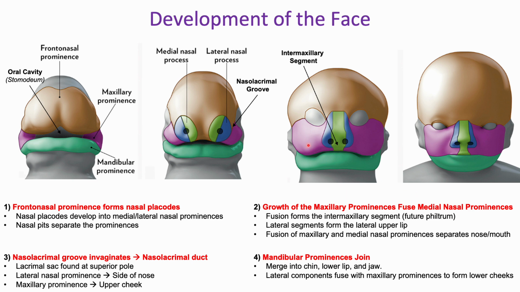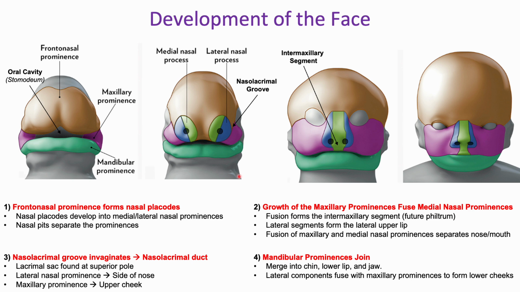All right. The lateral segments of the maxillary prominence are then going to eventually form the lateral regions of the upper lip. Now, this fusion of the maxillary and medial nasal prominences is finally separating the nose and the mouth. Okay, so you now have clear designation between the nasal cavities and the oral cavities.